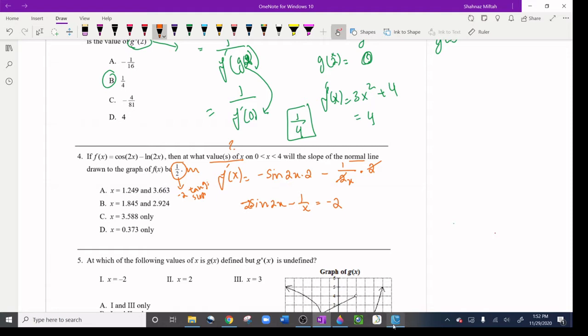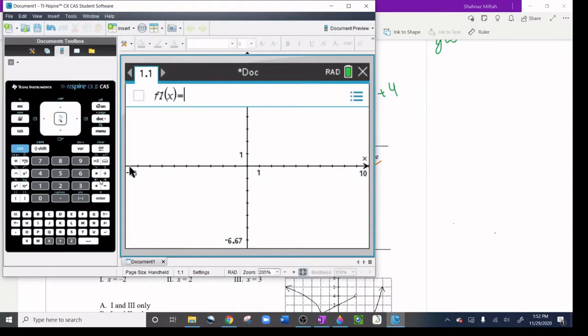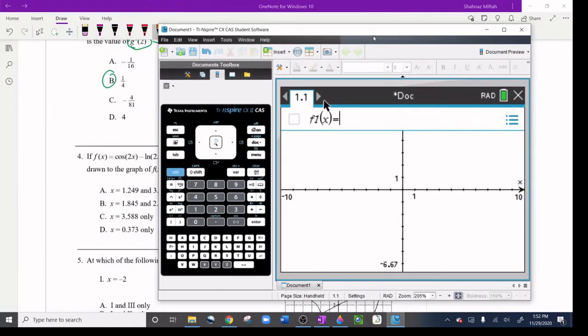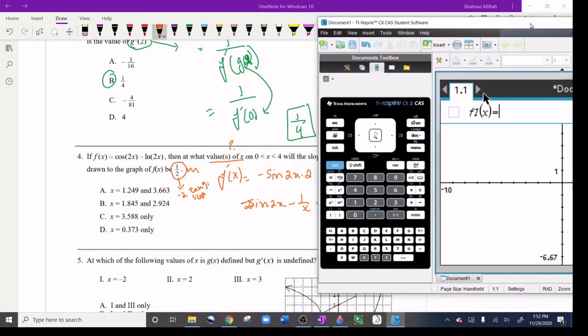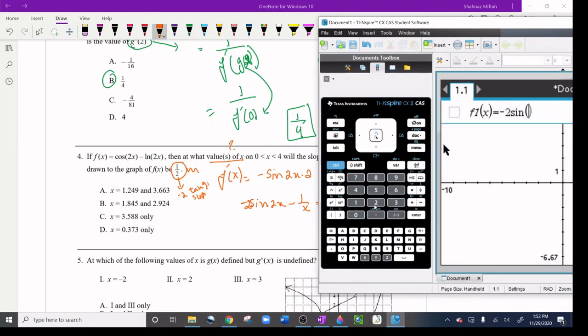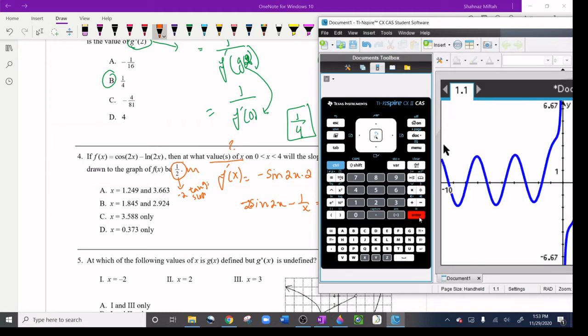But since it's a calculator-based question, I'm going to graph it. I'm going to graph on the calculator, and I have to move this around so I can see my equation. So I got -2 sine 2x, then move the cursor. I have a minus sign, and I have 1. I'm going to make a parentheses, and then 1 divided by x, parentheses close, and then hit enter. So that's my one graph.